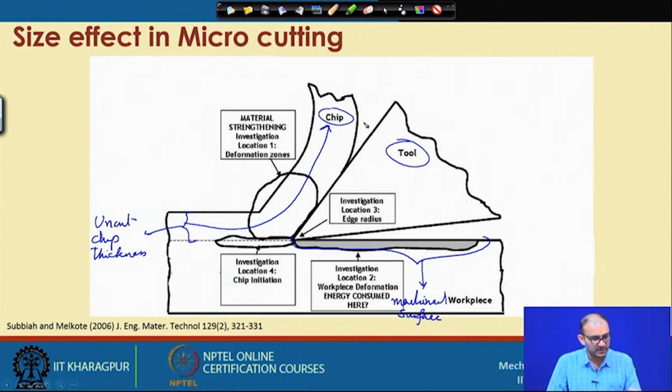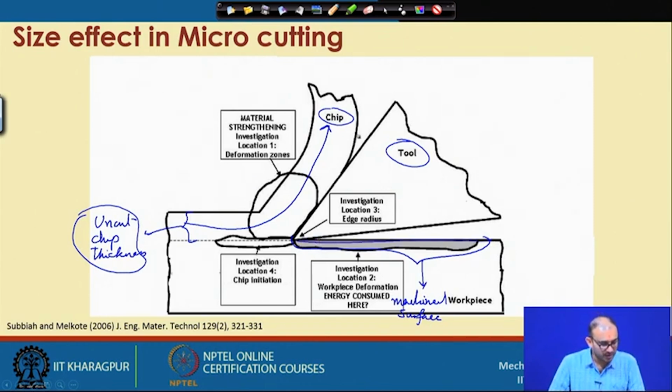Now this diagram is well known because we know every aspect about this part, that when the tool interacts with the workpiece at a particular uncut chip thickness, that is called the depth of cut, at that time some material will be removed in terms of chips, and then you can get the machined surface at this location.